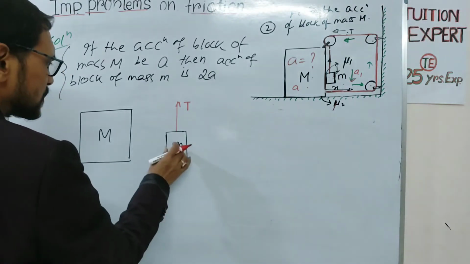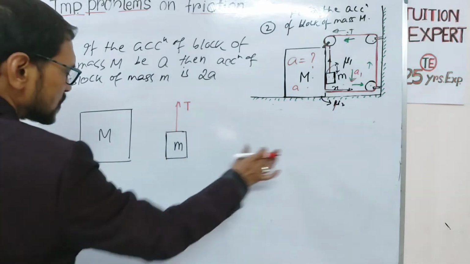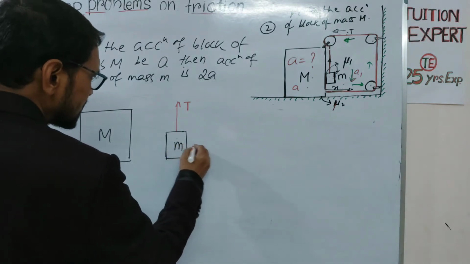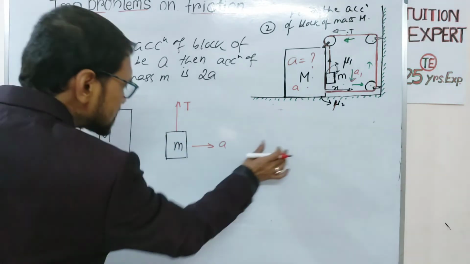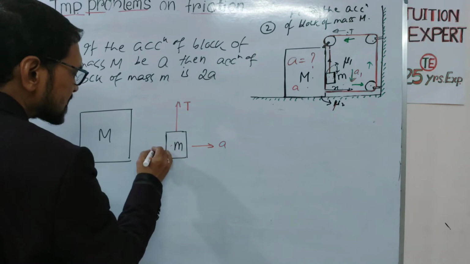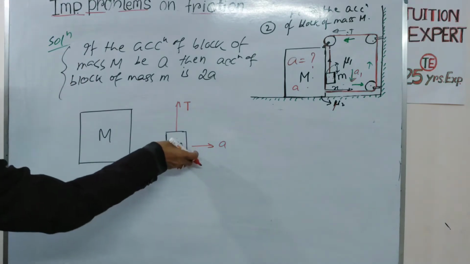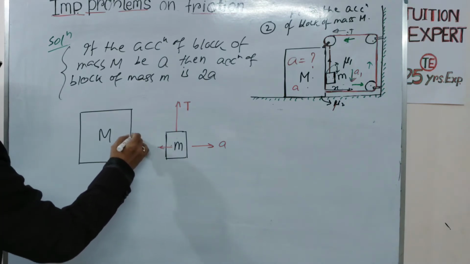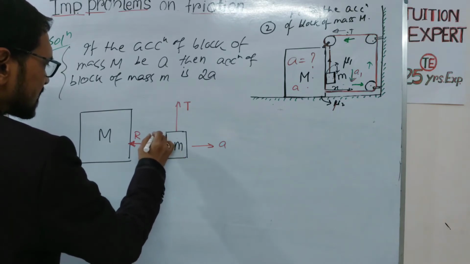Now as this block is attached with this, the two blocks move together in this direction, so the acceleration of the block is A in this direction. So if the block moves in this direction, a pseudo force acts in this direction. Due to this pseudo force, this block strikes this block, so if this is action, then this is the reaction R.